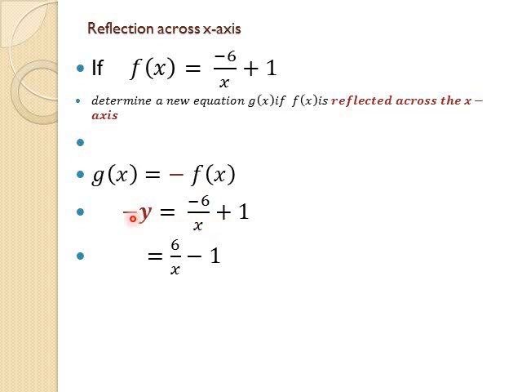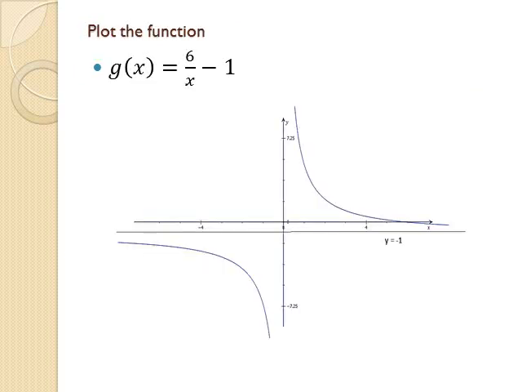If I multiply through by the negative, negative 6 times negative gives me positive 6 over x. Positive 1 times negative gives me negative 1. So my new equation is g of x equals 6 over x minus 1. Right, let's plot and see the function. Again, 6 over x minus 1.